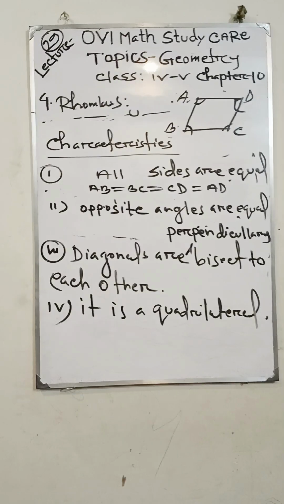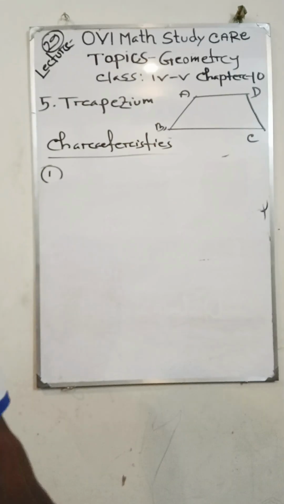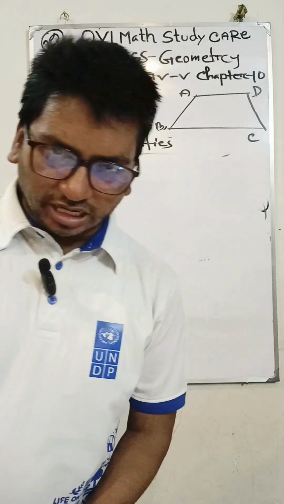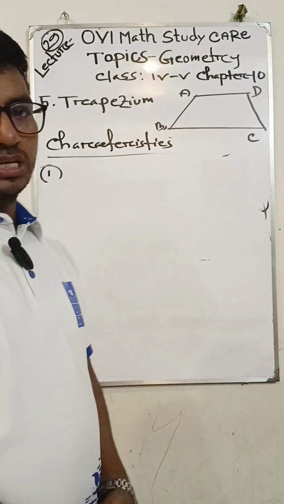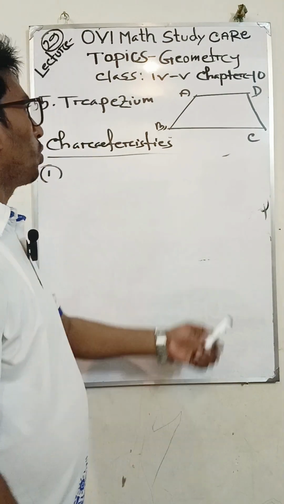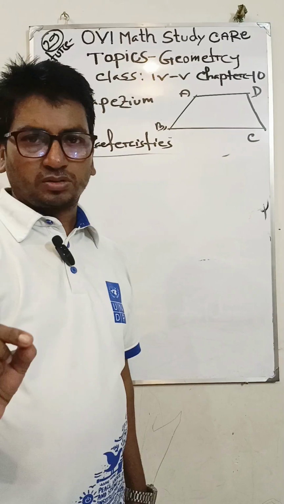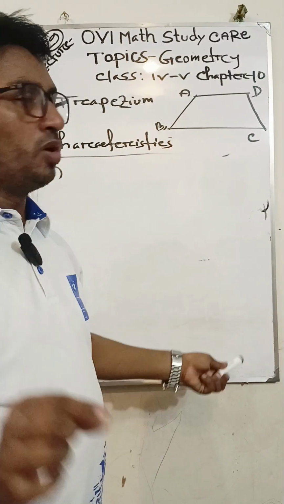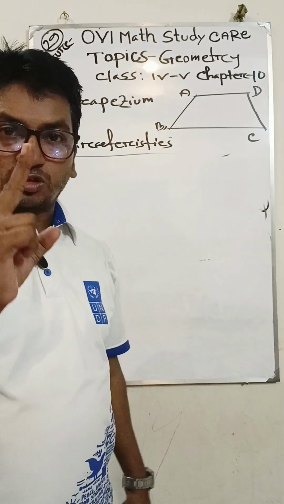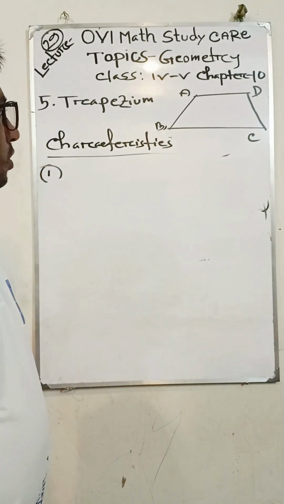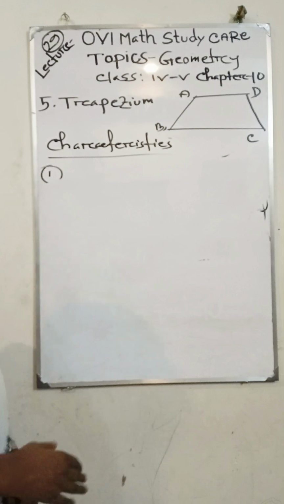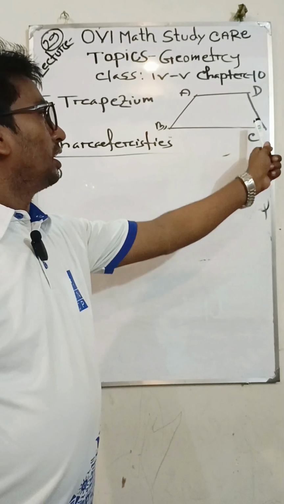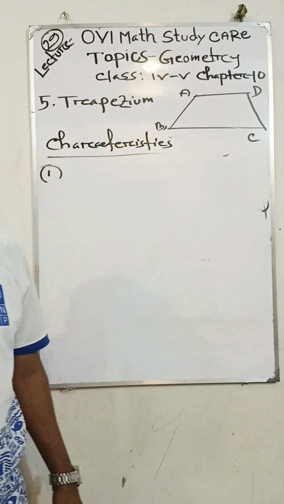Our next figure is the trapezium. Your first question is, what is a trapezium? A quadrilateral in which one pair of sides is parallel is called a trapezium. In the parallelogram, two pairs of sides are parallel.